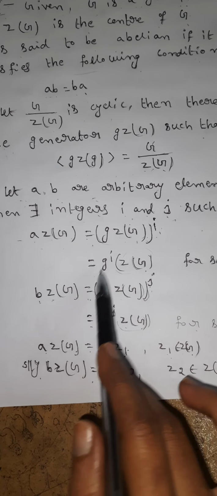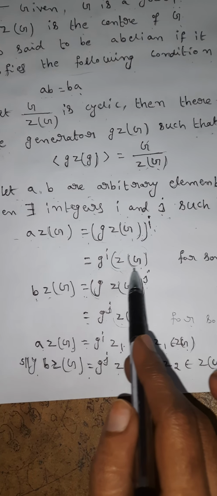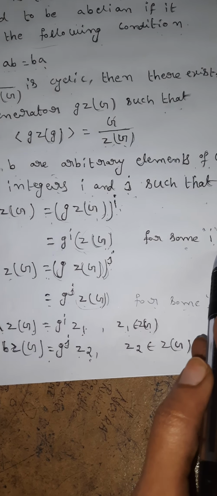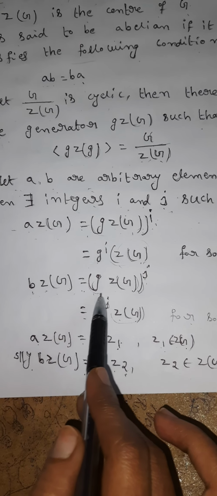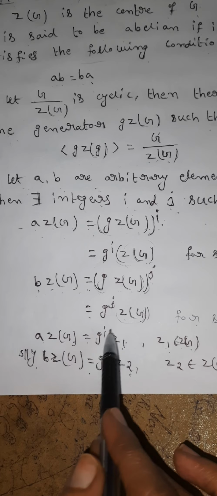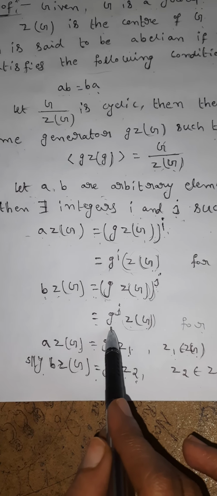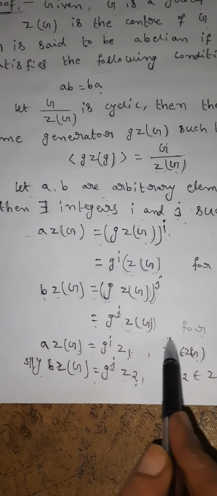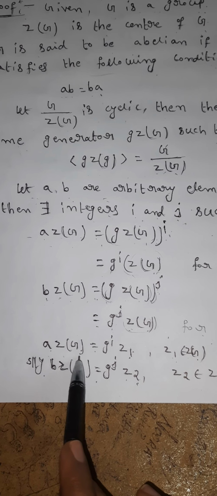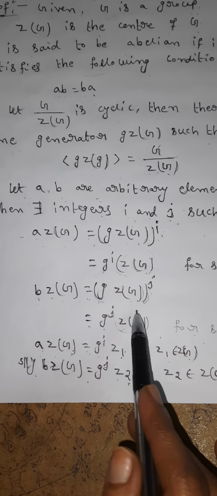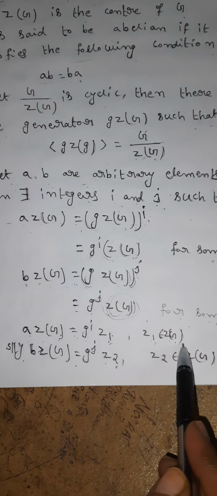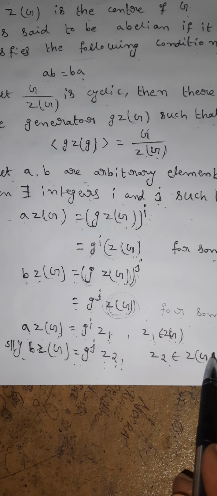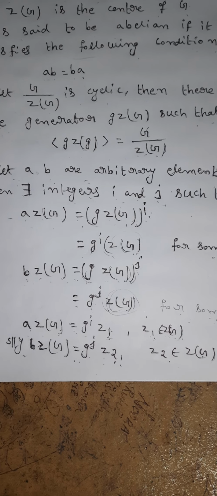Okay, next that is equal to, ఈ i ఉంది కదా, so g^i Z(G) for some i. Okay, next similarly bZ(G) is equal to (gZ(G)) to the power of j. సో మళ్ళీ ఇప్పుడు ఇందాక ఇక్కడ రాసుకున్నాం కదా, సో అలాగే మళ్ళీ ఇక్కడ కూడా g^j Z(G) for some j. సో aZ(G) is equal to g^i, అంటే ఇప్పుడు ఈ Z(G) ఉంది కదా, దాని ప్లేస్లో మనము z1 రాసుకున్నాం. సో z1 belongs to Z(G). Similarly bZ(G) is equal to g^j z2. సో z2 belongs to Z(G).